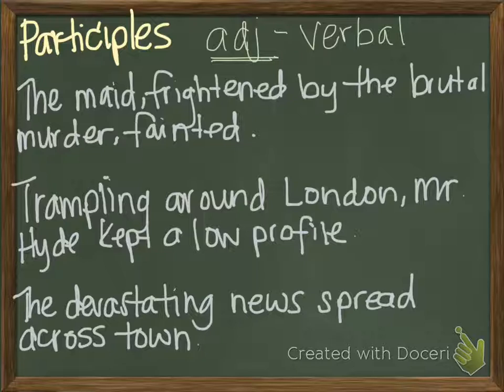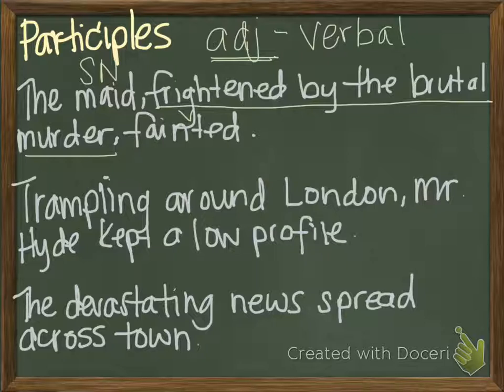So the maid, frightened by the brutal murder, fainted. Frightened is not the verb in the sentence. Fainted is. The maid's the subject and fainted is the verb. Frightened is a participle that's describing the maid, and the participle phrase is the entire thing, frightened by the brutal murder. So here you would draw an arrow to maid because that participle phrase is modifying her.